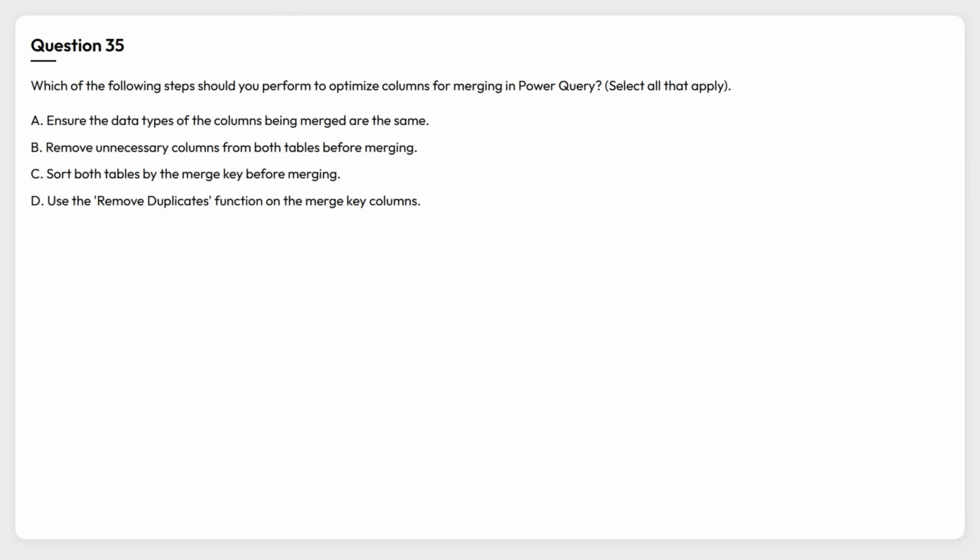Question number 35. Which of the following steps should you perform to optimize columns for merging in Power Query? Option A. Ensure that data types of the columns being merged are the same. Option B. Remove unnecessary columns from both tables before merging. Option C. Sort both tables by the merge key before merging. Option D. Use the remove duplicates function on the merge key columns.